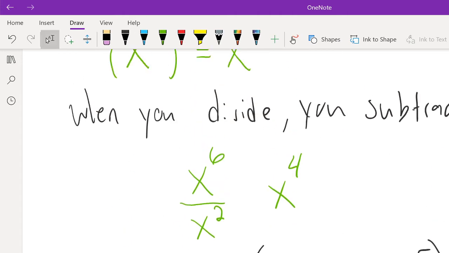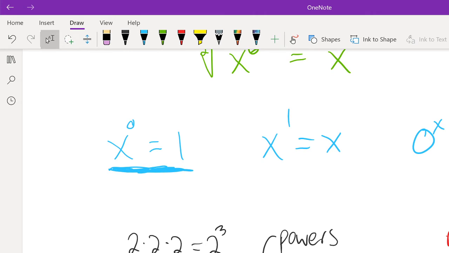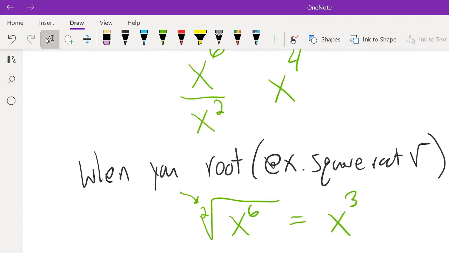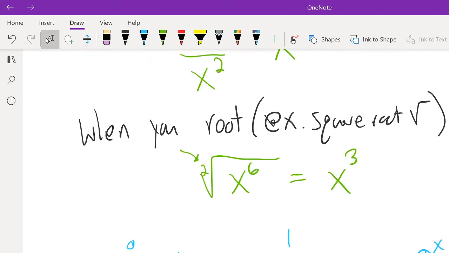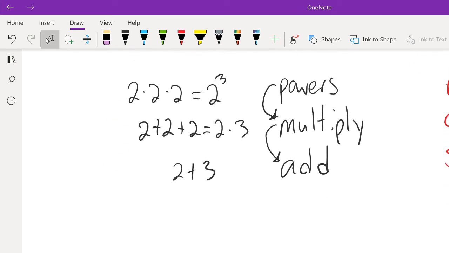Let's look at the next one. If you divide, you subtract powers. Right? So what would that mean? That would mean dividing leads to subtracting the powers. And then last one, roots. When you square root, cube root, something like that, you divide the powers. So the rule here that you can remember, this is much easier than remembering 4 different rules.